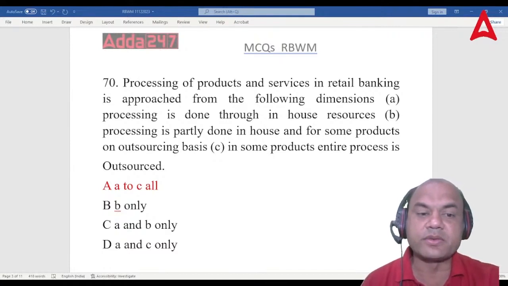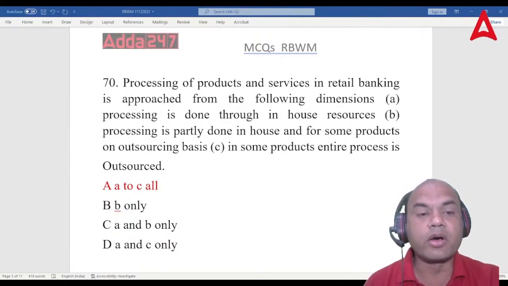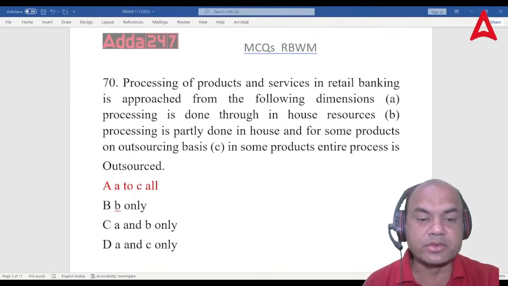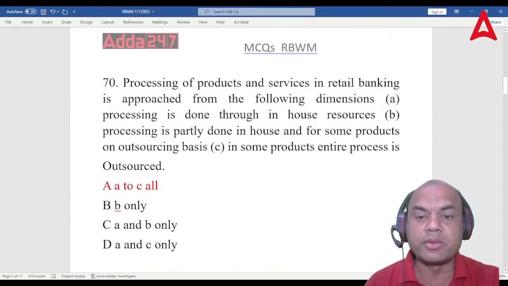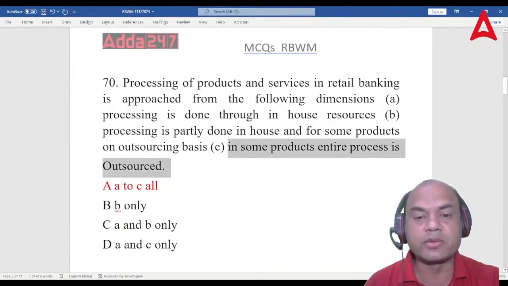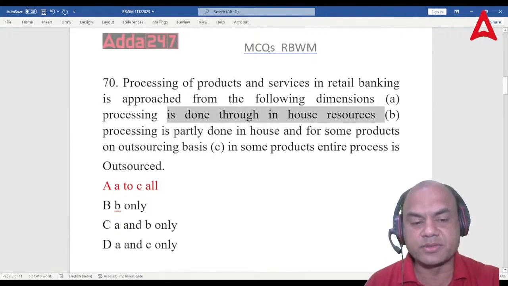Processing of products and services is approached via complete in-house, partial outsource, or complete outsource. In foreign banks, they generally do complete outsource. Partial outsourcing is done in Indian private banks, and in-house processing is generally done in nationalized banks.